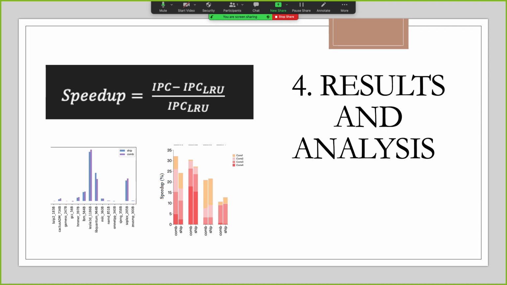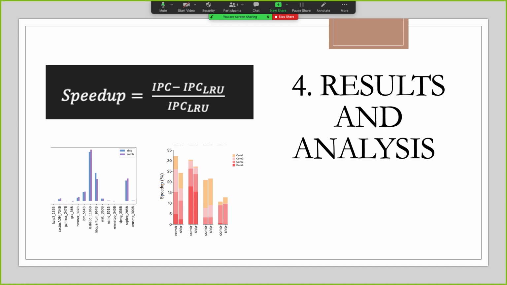I will next introduce the results and how we analyze them. The way we analyze the results and the speedup is through this equation: the speedup is equal to IPC minus IPC LRU, divided by IPC LRU. So what is IPC? IPC is instructions per cycle. We use this to measure the performance. IPC indicates the measurement for SHiP or our algorithm, and IPC LRU indicates the cumulative IPC for the LRU policy.